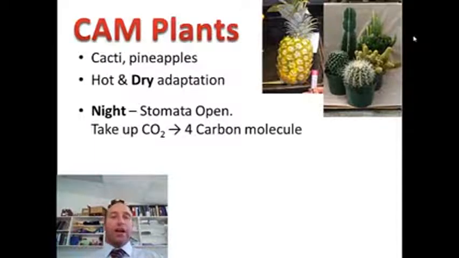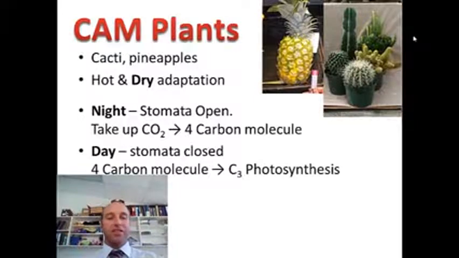So the way that they undergo photosynthesis is that at night time they have the stomata open, they take up as much carbon dioxide as they can, and they convert it into a 4-carbon molecule which is stored. In daytime the stomata close, and this 4-carbon molecule is then used in normal C3 photosynthesis, and the plant pretty well goes through the same process.